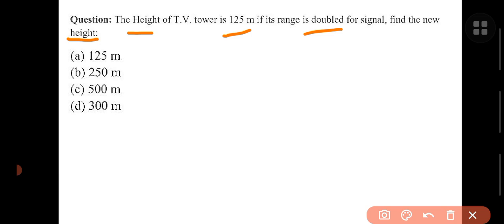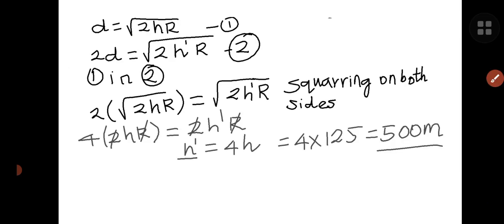Let's go for the solution. There is a formula, the range d is equal to the square root of 2hR, where h is the height and d is the range. This is the old one. So the old height is 125 meter. H is given.